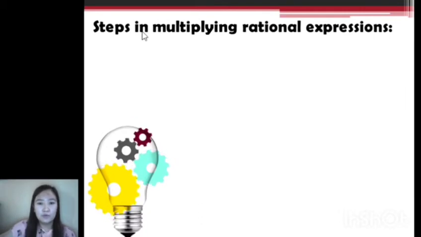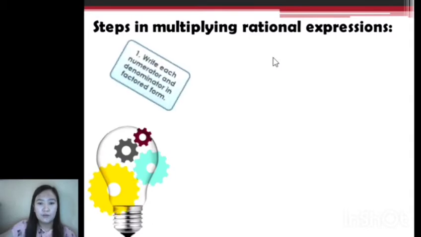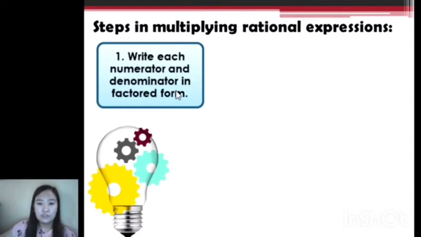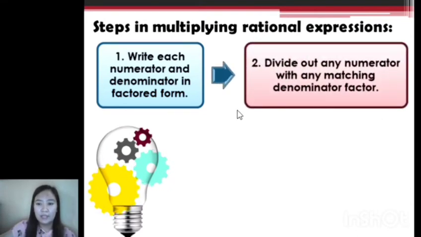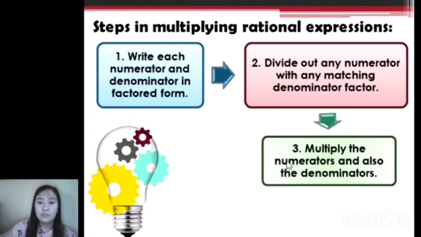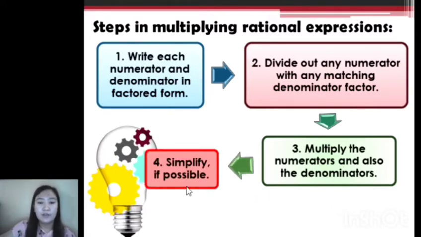Let us now move on to the steps in multiplying rational expressions. First, write each numerator and denominator in factored form. Second, divide out any numerator with any matching denominator factor. Third, multiply the numerators and also the denominators. And the last one is to simplify your answer if possible.